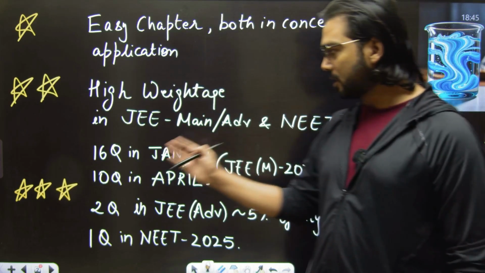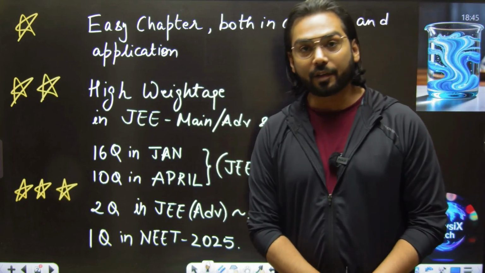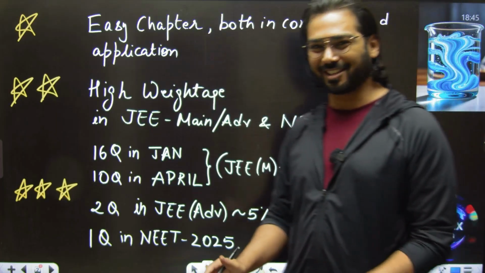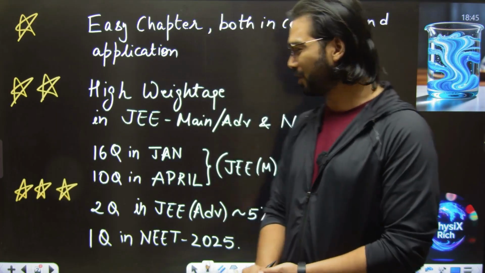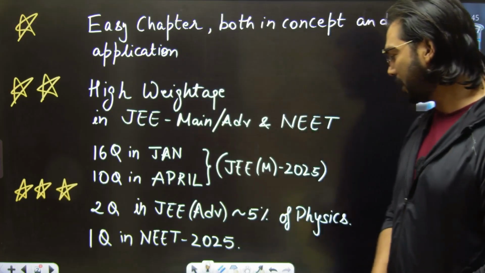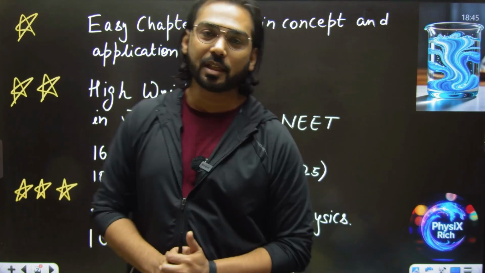There were 16 questions in the January attempt of 2025. There were 10 questions in April attempt overall. All right, not just one exam. It's not possible for one exam to have 16 questions from one chapter. So, two questions in JEE Advanced, which is 5% of all of physics, and there was one question in NEET.